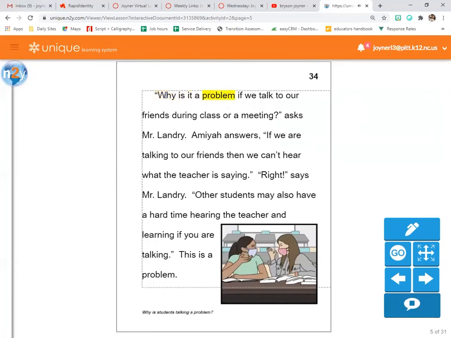Why is it a problem if we talk to our friends during class or a meeting? Asks Mr. Landry. Amaya answers, if we are talking to our friends then we can't hear what the teacher is saying. Right, says Mr. Landry. Other students may also have a hard time hearing the teacher and learning if you are talking. This is a problem.